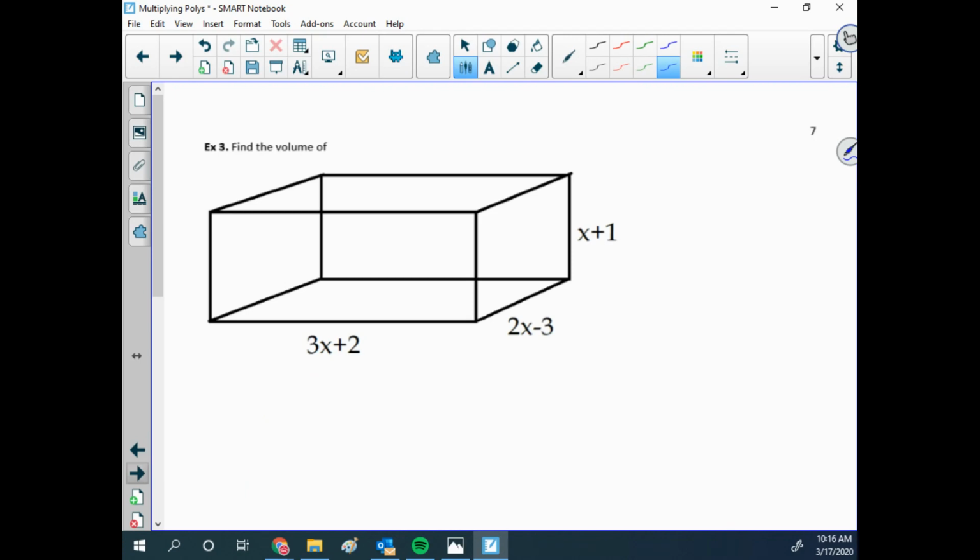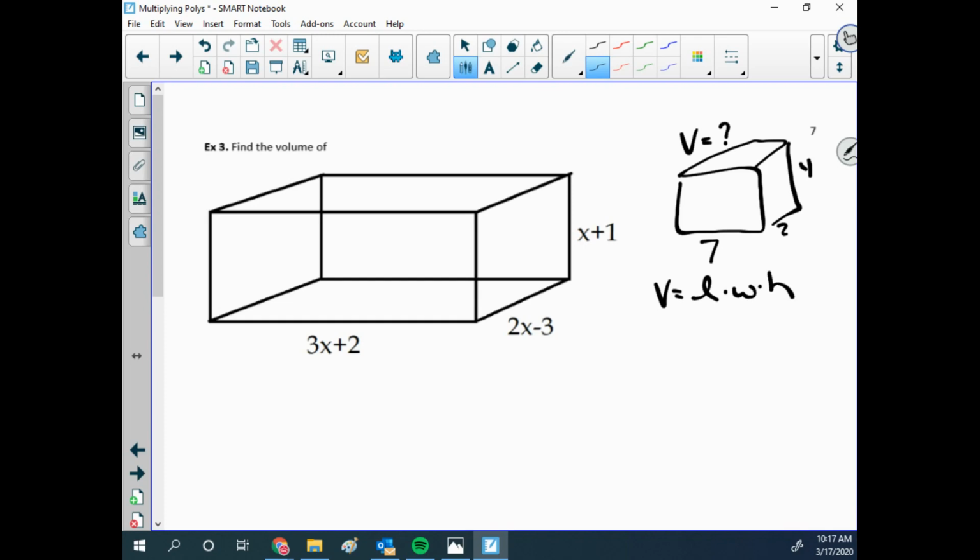Okay, last example for today is looking at finding a volume of some polynomial where we don't know the exact side lengths. Now, if I had a regular box, and I just say, here's this cube, find the volume of this. Let's say this is 7, this is 2, and this is 4. Well, to find the volume of a rectangular prism, I would just go volume is equal to length times width times height. So to find the volume of this rectangular prism, I would just go 7 times 2 times 4. And my volume would equal whatever.